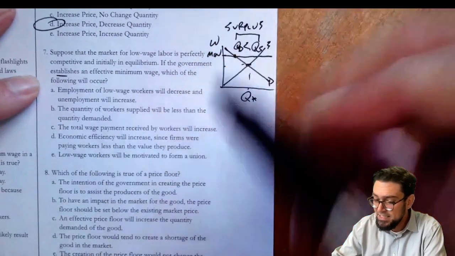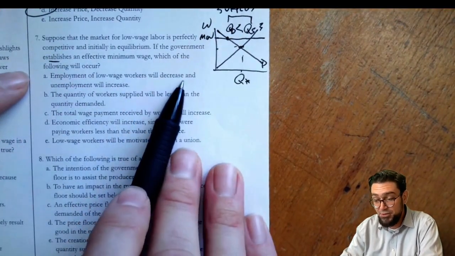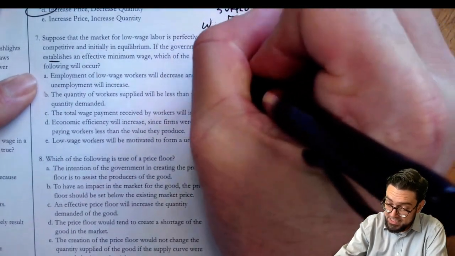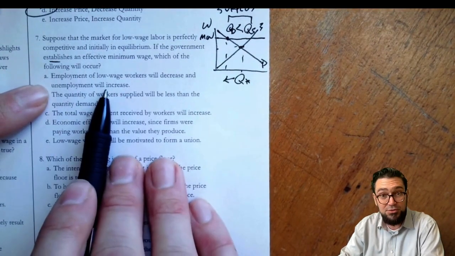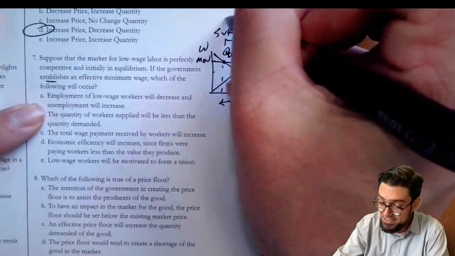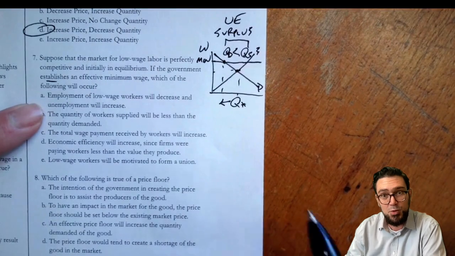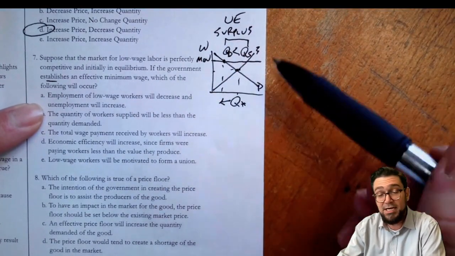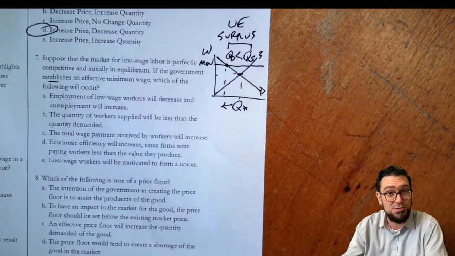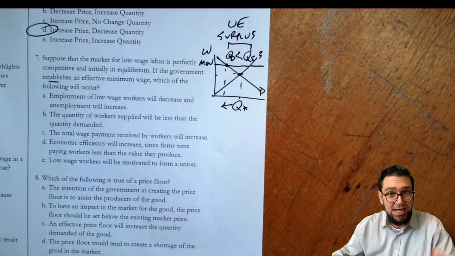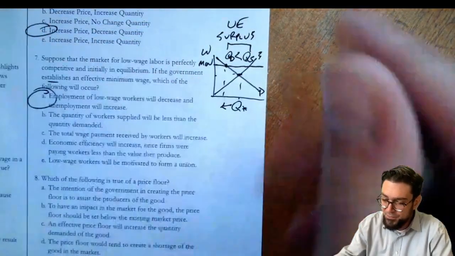Now, here it says employment of low-wage workers will decrease. That's true because there's less quantity demanded than there was at Q star. And unemployment will increase. That's also true because this surplus labor is literally unemployment. There was no unemployment in this market actually before that minimum wage showed up. And now there is because there's a surplus of workers who are willing and able to work, but they're not able to actually get hired. So we're going to go with A.